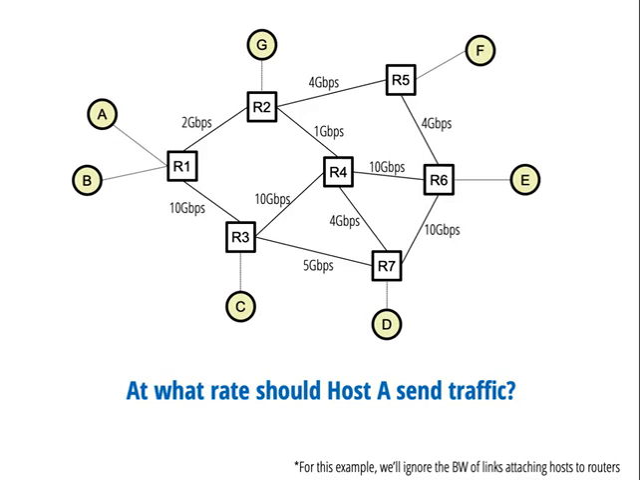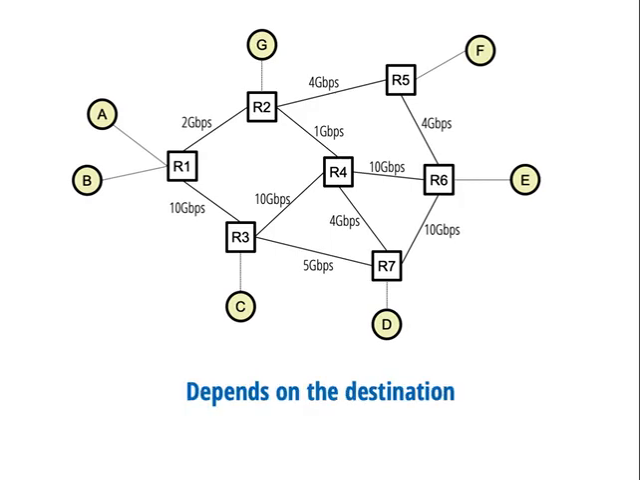So let's take this example here where we have the link capacities, routers, and hosts that you see. If you ask the question, at what rate should host A send traffic in this picture? Your first thought should probably be, well, it depends on the destination. If A is sending traffic to C, you could send potentially, let's say, 10 gigabits per second, looking at the bottleneck along that path. But if you're talking to F, then maybe A should send at no more than 2 gigabits per second.